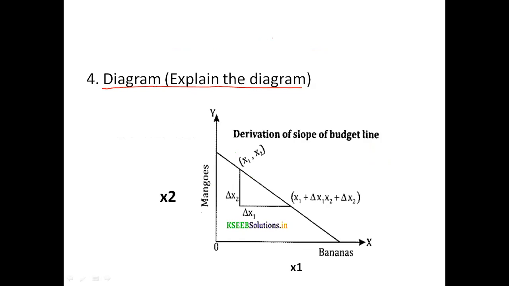Okay, so what is this diagram? Again I will tell you, this is goods y, this is goods x. Okay, no, sorry, this is y axis, this is x axis. Bananas we call x1, mangoes x2. Mango x is on the y axis, banana x is on the x axis. This is 0, you have to write 0.